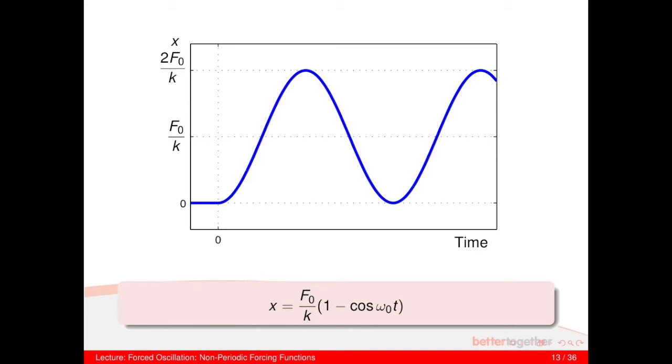here, F0 upon k. Okay. Notice that's your static displacement. And obviously, it's oscillating between 0 and 2 times that. Okay, backwards and forwards.